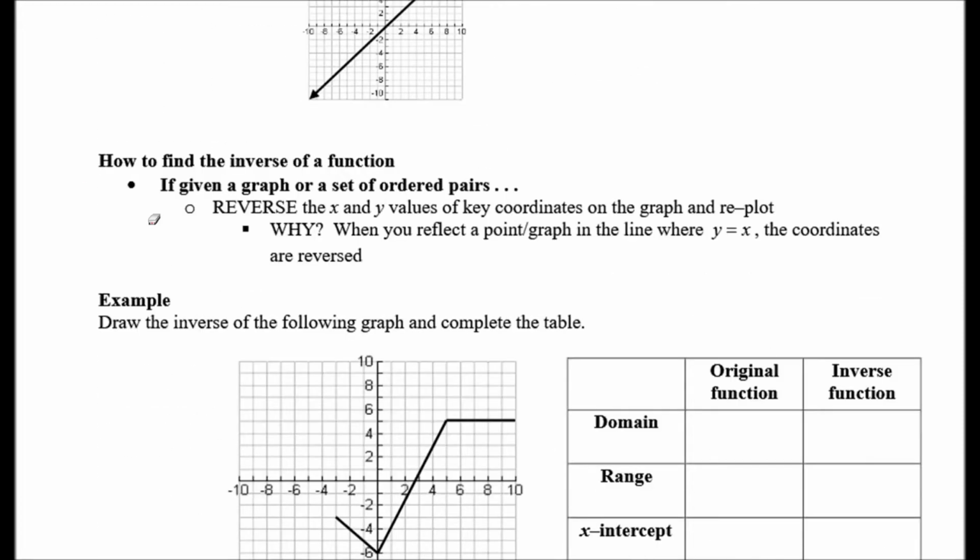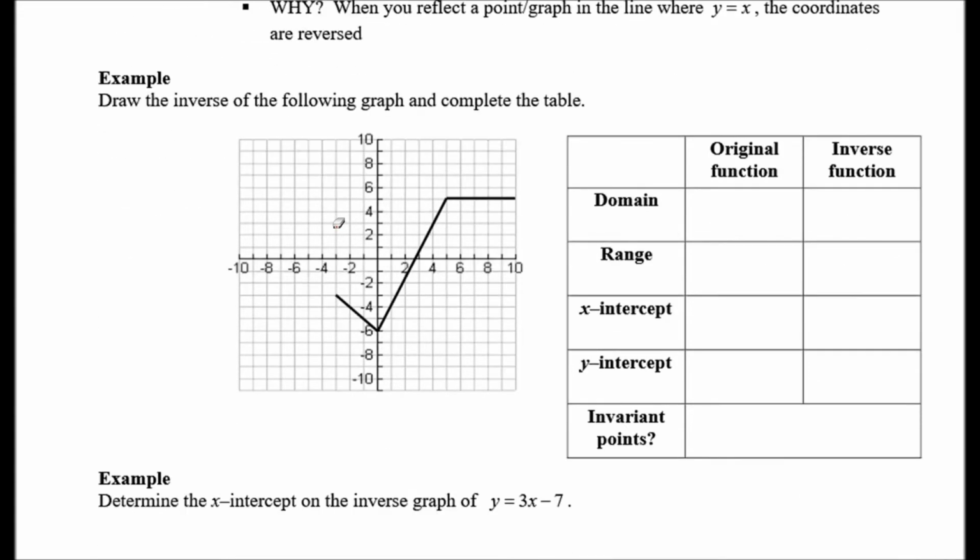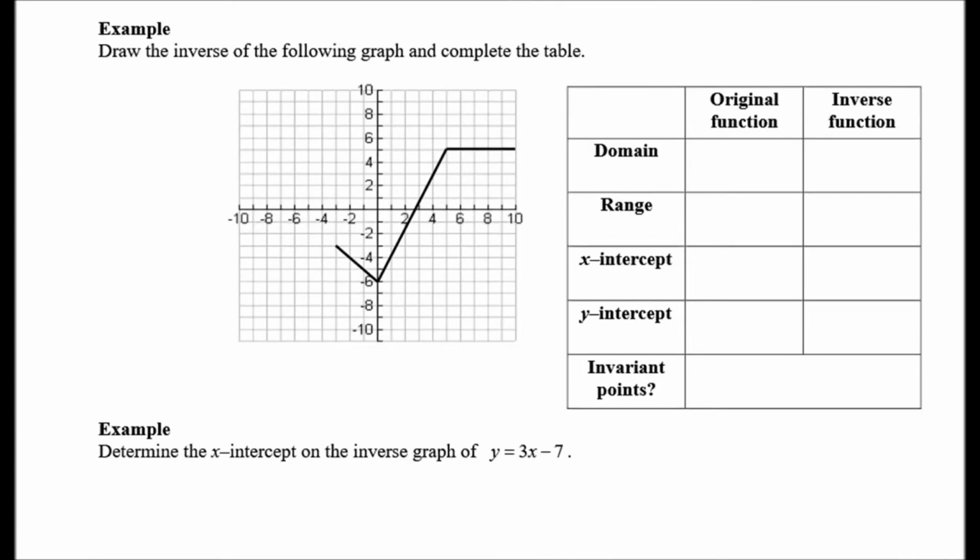All right, so if given a graph or a set of ordered pairs, reverse the x and y values. That's literally what I just said, all right? Why? When you reflect a point or a graph in the line y is equal to x, the coordinates are reversed. So we slide down here, and I will show you how easy this is. And I'm using my mouse, but it's not all that great. So let's take a peek. This is at -3, -3. Well, I want you to swap -3 and -3, and I think you'll agree with me that they become -3, -3. Haha, invariant.